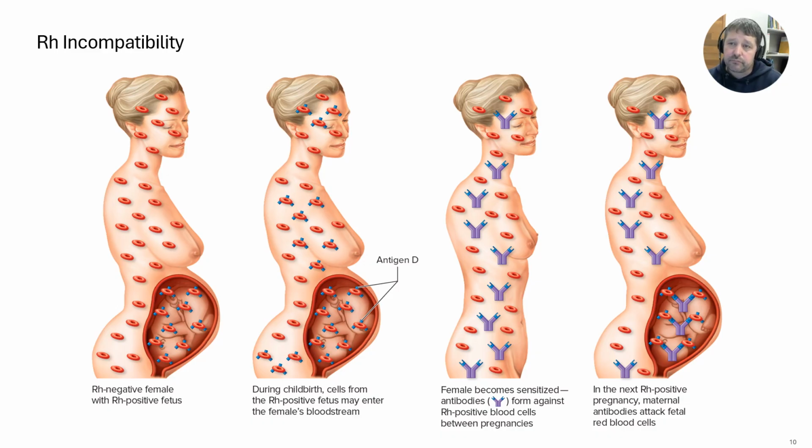Okay, so just a couple examples of how Rh might work. All right, when we come back, we'll talk about lymphatic systems and the immune system.